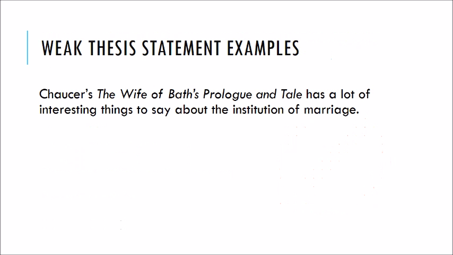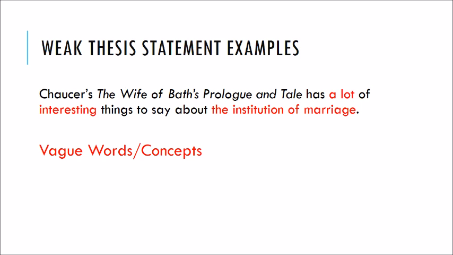Now I'm going to run through a few examples and just talk about which of the 6 examples of weak theses are going on here in these examples. So Chaucer's The Wife of Bath's prologue and tale has a lot of interesting things to say about the institution of marriage. There are 2 different sections in this thesis statement that are problematic, and both of them fall under the issue of being vague.